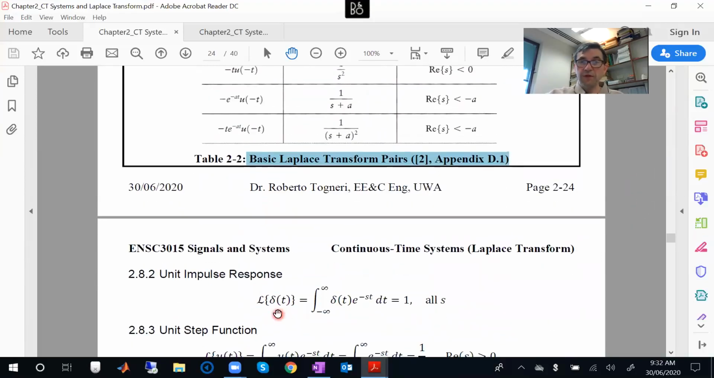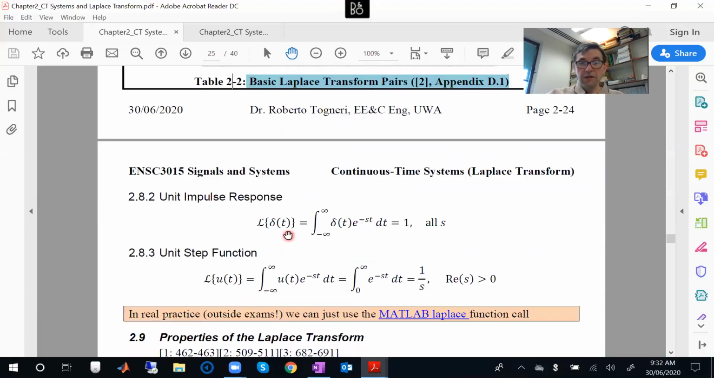Okay, here are some common ones that we see. The unit impulse response, indeed, is equal to 1, as just stated. The step is 1 over s. In this case, this is an example where you can actually work out the transform of the unit step. That's even easier than the exponential function.